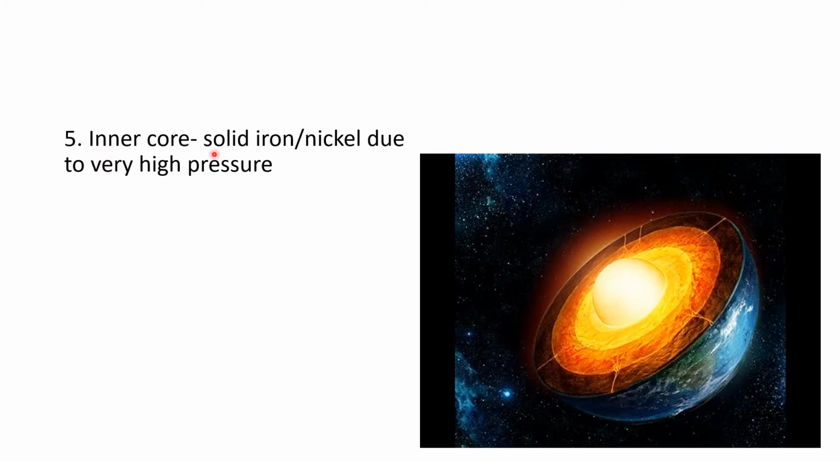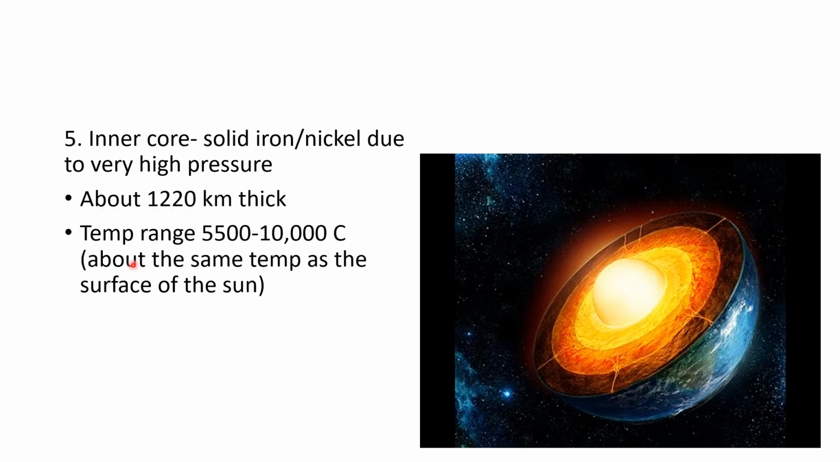Finally, we have the inner core. This is a solid iron-nickel alloy. It's solid due to very high pressures found here. It is hotter than the outer core, but as you compress things, the melting point increases, so it is solid even though it is very, very hot. It's about 1,220 kilometers thick, and it has a temperature ranging from 5,500 to 10,000 degrees Celsius. So the core of our Earth can get to be about the same temperature as the surface of the sun.